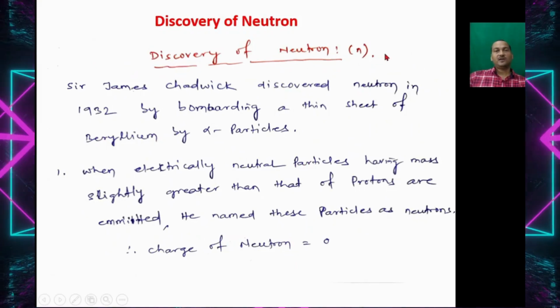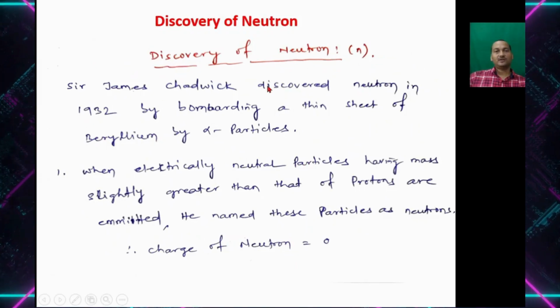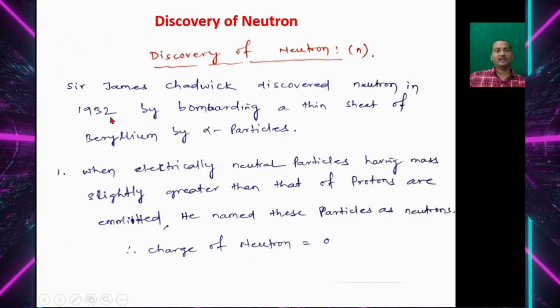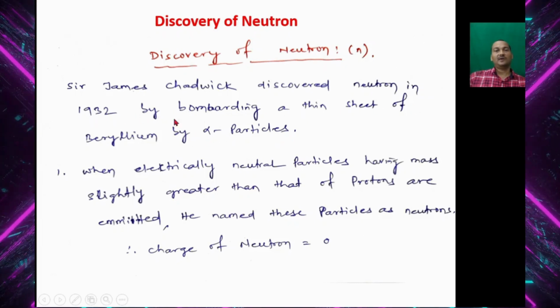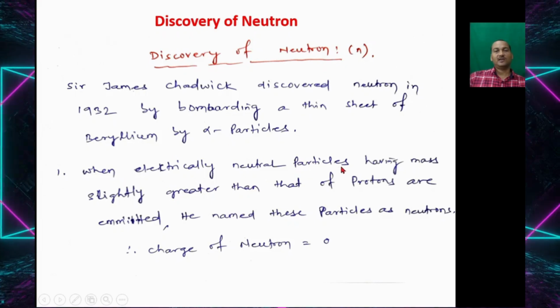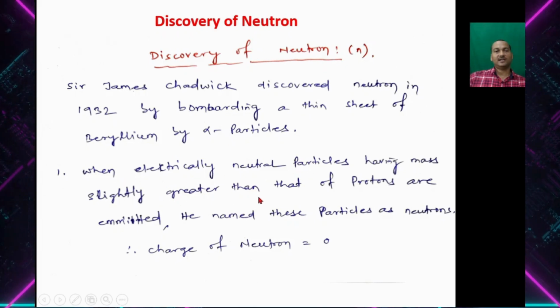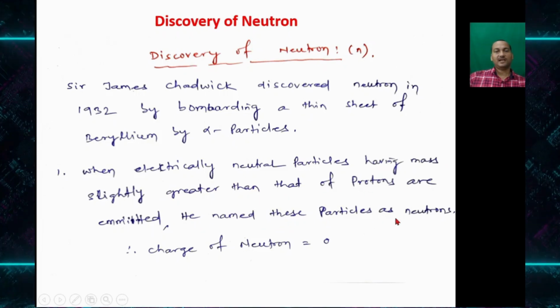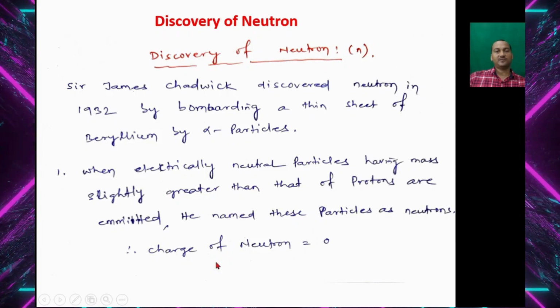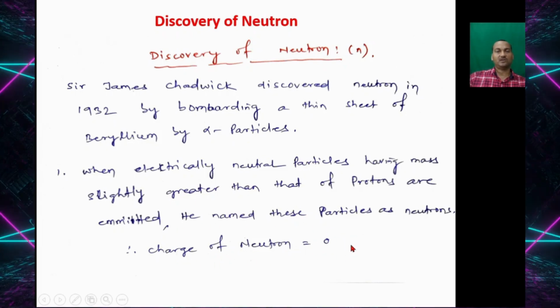The next is the discovery of the neutron. Sir James Chadwick discovered the neutron in 1932 by bombarding a thin sheet of beryllium with alpha particles. Electrically neutral particles having mass slightly greater than that of protons were emitted. He named these particles neutrons, and the charge of the neutron was found to be zero, neutral.